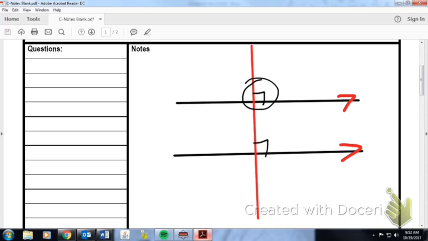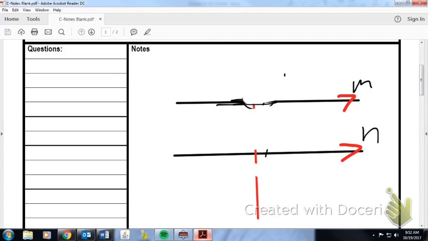They go in the same direction. They always stay the exact same space apart, and they never touch. So it makes sense that if I have this other line dropping straight down to where it hits this first line, let's call it M, at 90 degrees, that it's also going to hit the other parallel line, N, at 90 degrees. Now all we're going to do is, instead of having it at 90 degrees, I mean, technically we can still have it at 90 degrees.